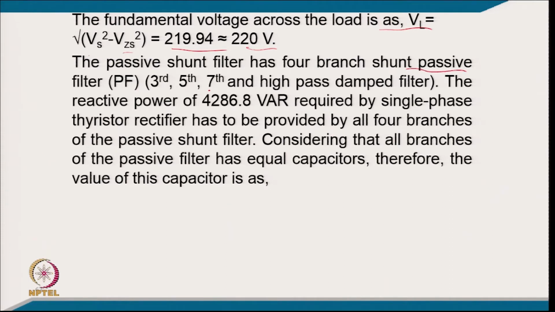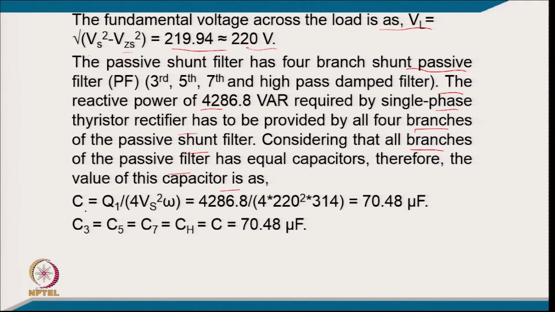shunt passive filter with third, fifth, seventh and high pass damped filter, and the reactive power of 4286.8 VAR required by the single phase thyristor rectifier has to be provided by all 4 branches of the passive shunt filter. Considering that all branches of the passive filter have equal capacitors, the value of the capacitor is calculated from Q upon 4 VSC squared omega. So, it comes to 70.48 microfarad, and all 4 have the same value: third harmonic, fifth and seventh and high pass, same 70.48 microfarad.